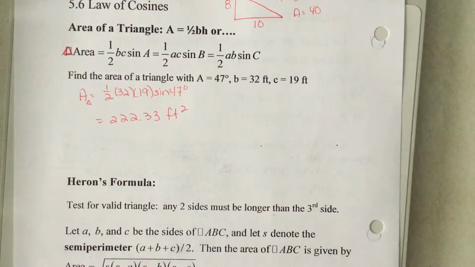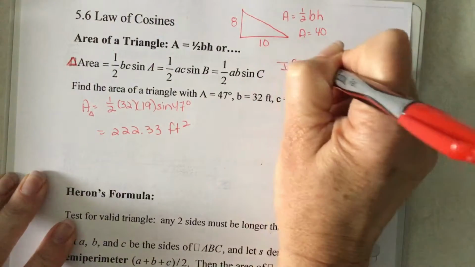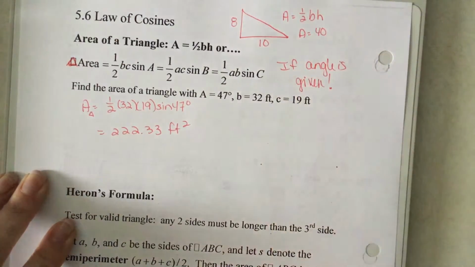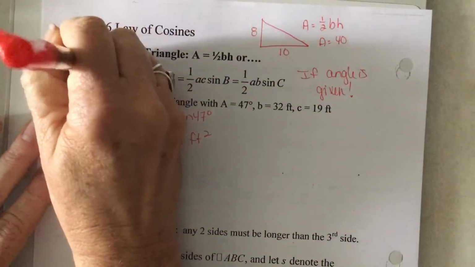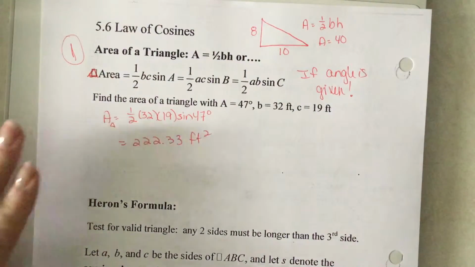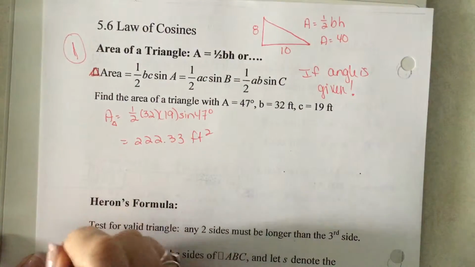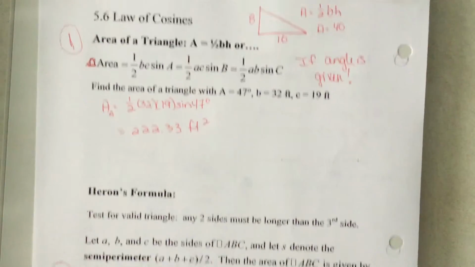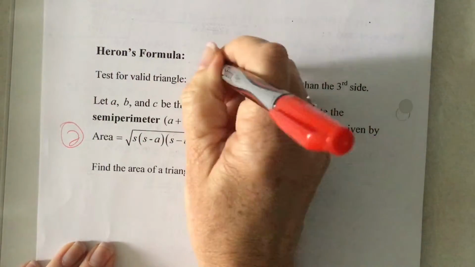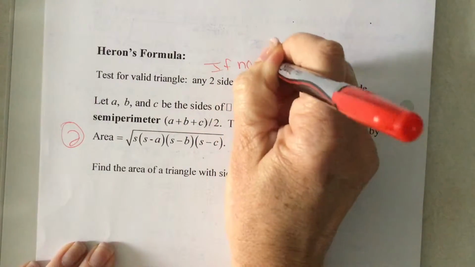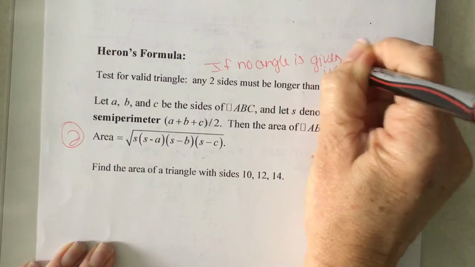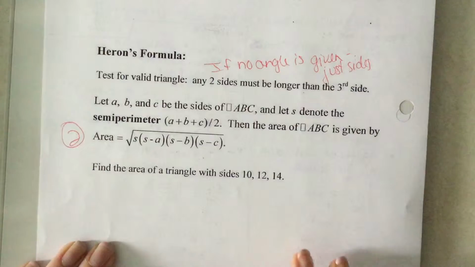Now, the one thing you need to understand is if an angle is given, we use this. So that's the first area that we're learning. If an angle is given, we use that one. But if no angle is given, we use the second area down below. We use this if no angle is given, just sides of a non-right triangle.